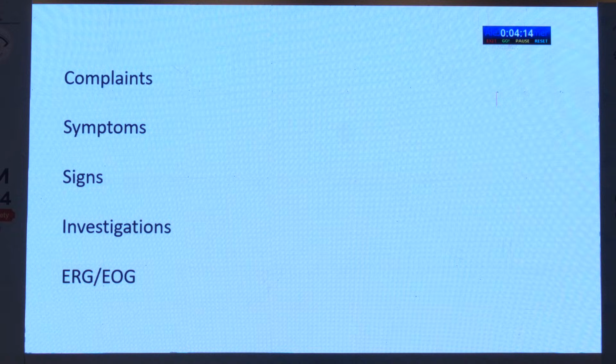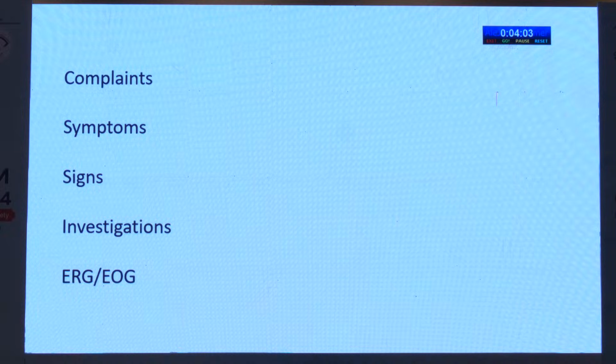When we use ERG and EOG, we have to use them in conjunction with the complaints of the patient, the signs and symptoms, and the ancillary investigations. When we have all of this, the last test is ERG, EOG, and finally we corroborate all the findings to come to a diagnosis.